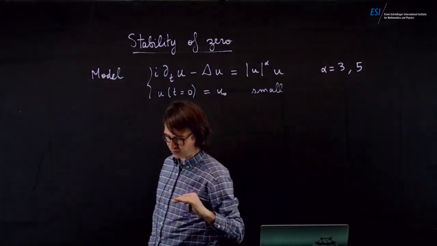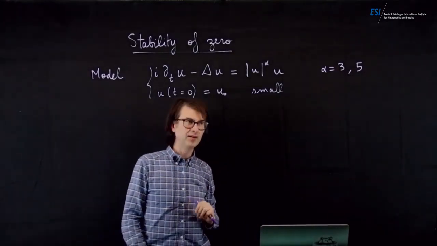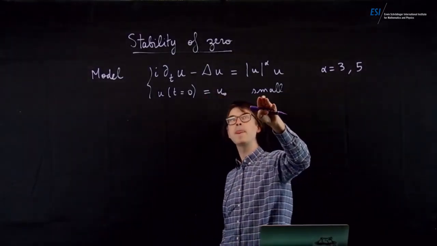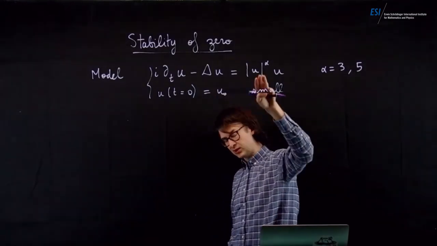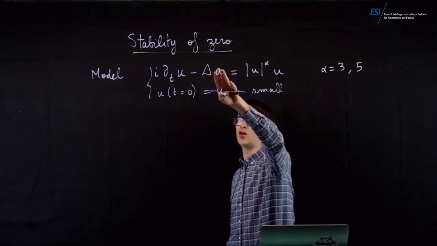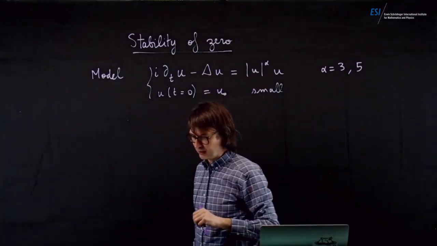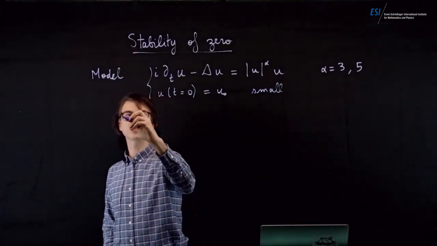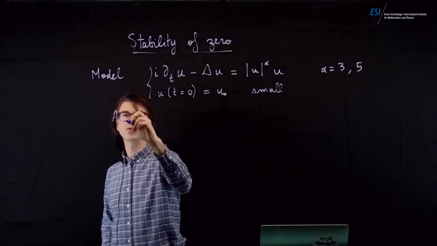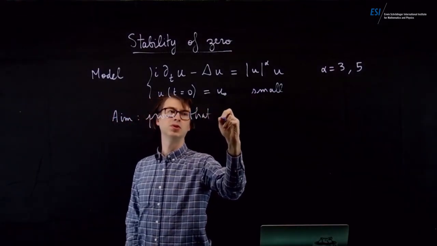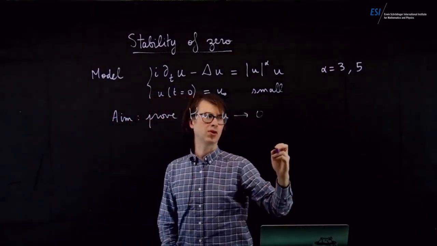It's an interesting question to deal with large data, but for this class, we'll be happy with small data. We want to see that the corresponding solution of NLS goes to zero locally. So the aim is to prove that u goes to zero locally.